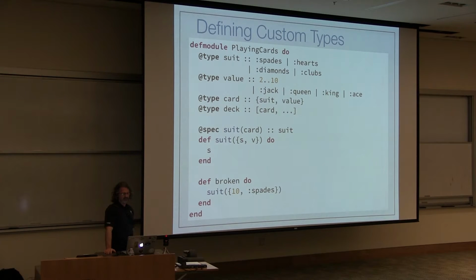Okay, so the value type is similar. We're saying the value on the card is a number in the range of 2 to 10, or it's jack, queen, king, or ace.